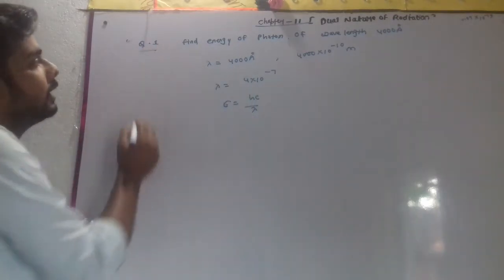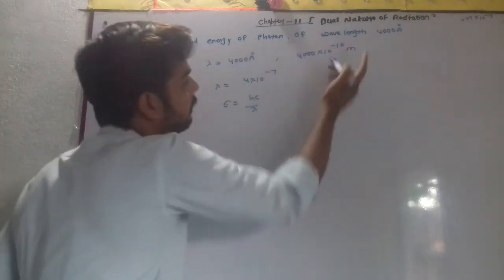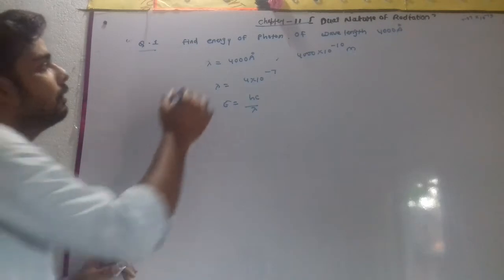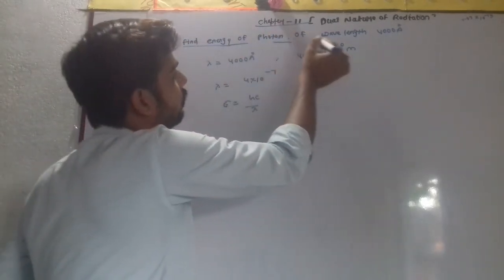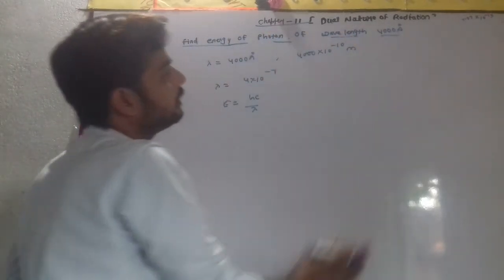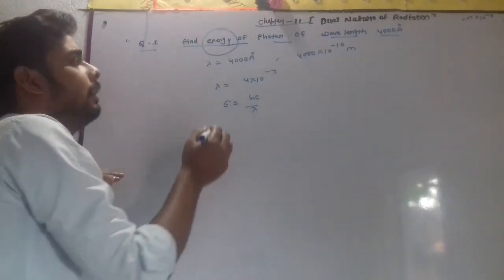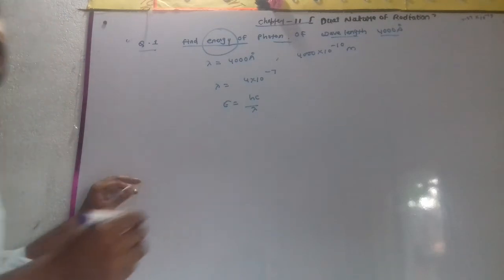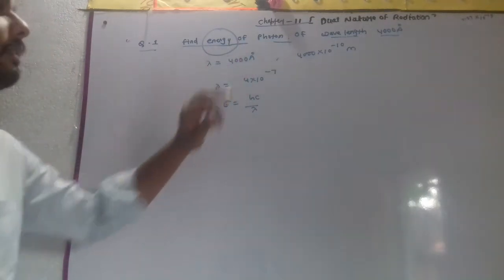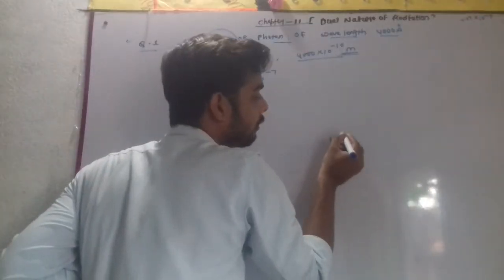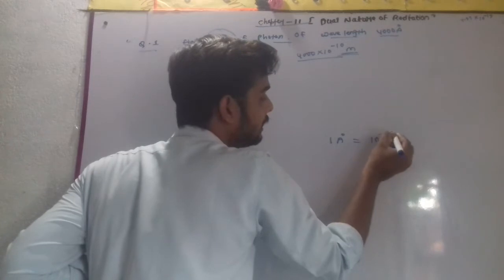So we have a question: find the energy of a photon of wavelength 4000 angstrom. We have to find the energy. We know that the wavelength is given as 4000 angstrom. First we have to change it into meters. Then we have to multiply, since 1 angstrom equals 10 to the power minus 10 meter.